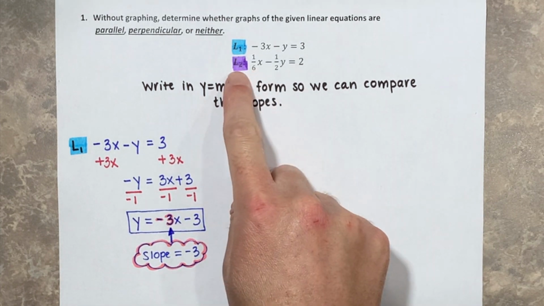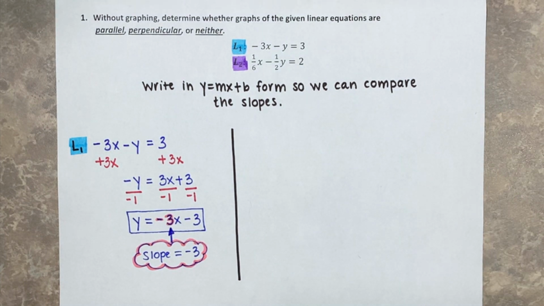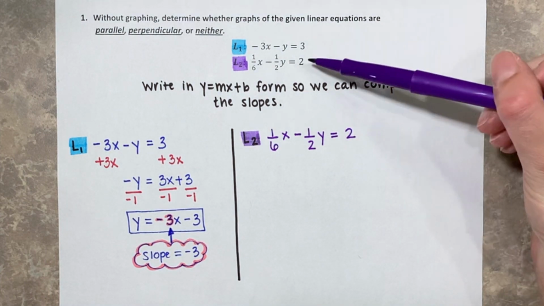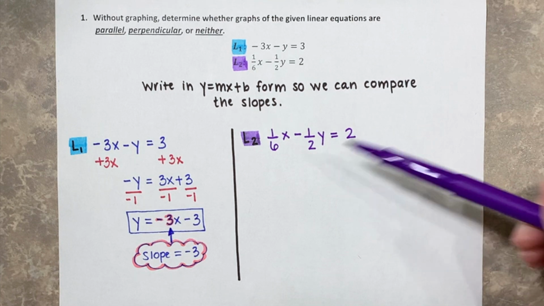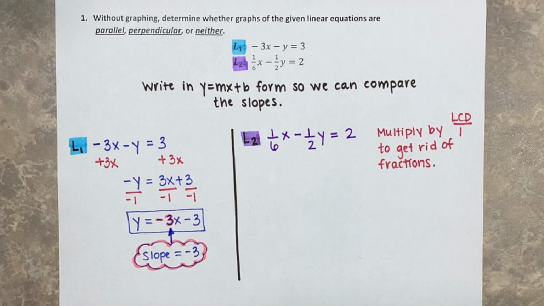Next, let's rewrite line 2 in y equals mx plus b form so that we can identify the slope. So I've started by copying down the given line 2. Now to write this in y equals mx plus b form, we need to isolate y. There are multiple different ways to do this, but let's practice one of the methods that we learned earlier on in chapter 1. We learned you can multiply by the LCD over 1 in order to get rid of the fractions. So what is the LCD in this case?